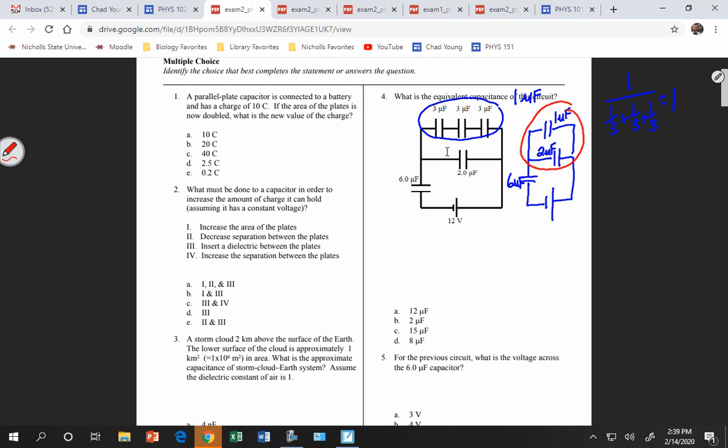But the 6 and the 2, for example, are not in series with one another because there's a junction between them. And so these aren't in series. All right? The 2 is in parallel first with the 1, and then that whole thing will be in series with the 6. And a 2 and 1 in parallel is equal to 3 microfarads. So if I redraw this again, I get a 6 and a 3. And we know what a 6 and 3 in series is. You all know?